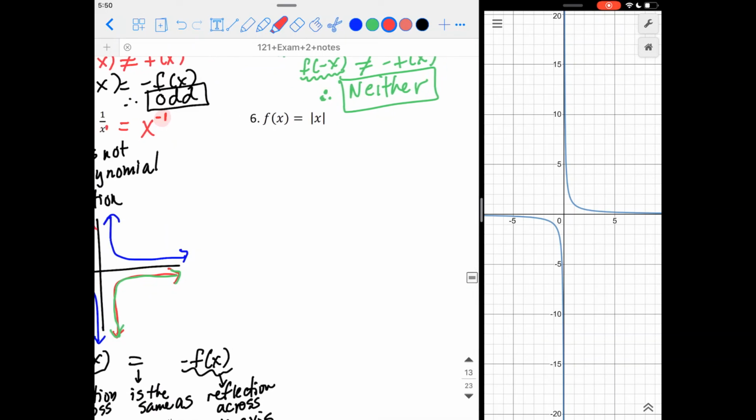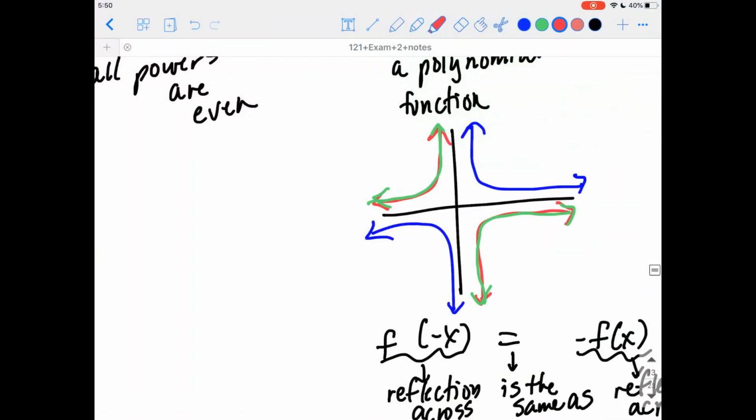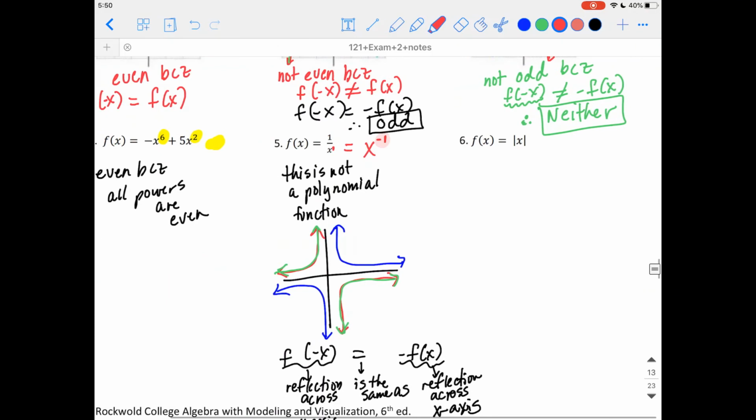Next one, f of x is equal to the absolute value of x. Well, okay, so my graph is giving me issues, but you can graph it, or if you remember how it looks, it looks like this. Mine's a little bit off, and the whole point of this is for symmetry. Let me just stick in this y-axis. Let me solve my own problem.